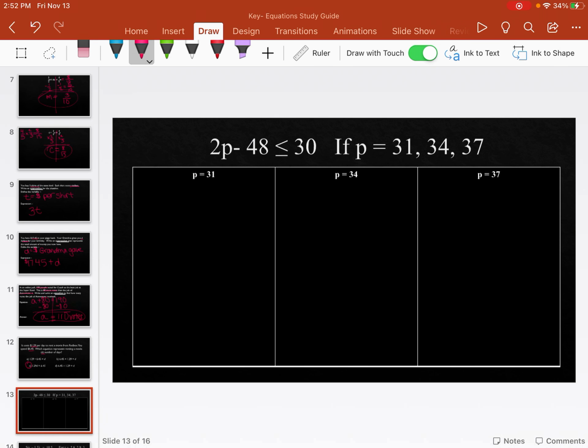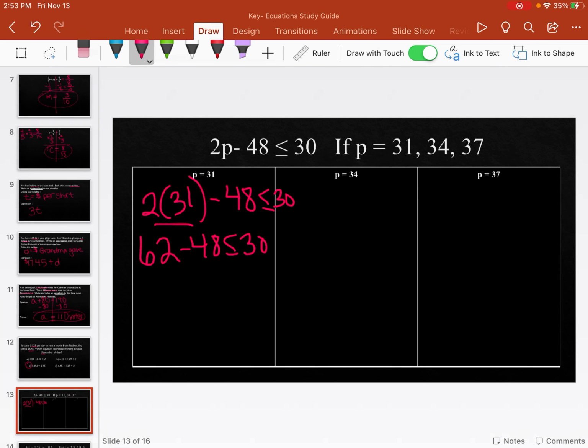So we are going to substitute these in. So 2 times 31 minus 48 is less than or equal to 30. 2 times 31 is going to be 62. 62 minus 48. So 14 is less than or equal to 30. That is true, so that is a yes.